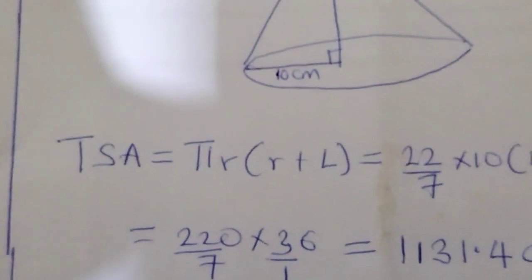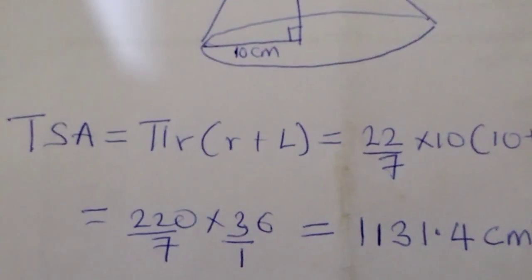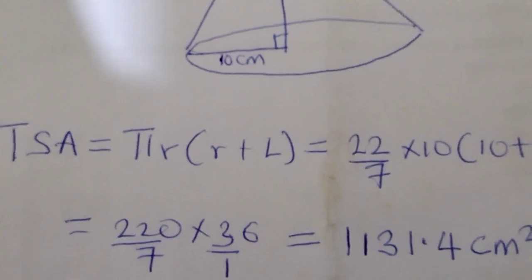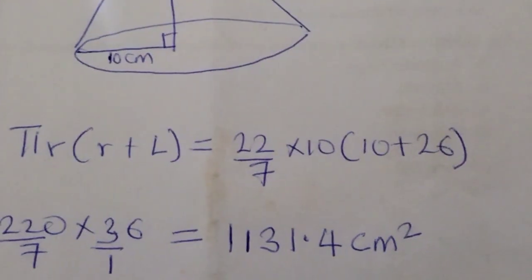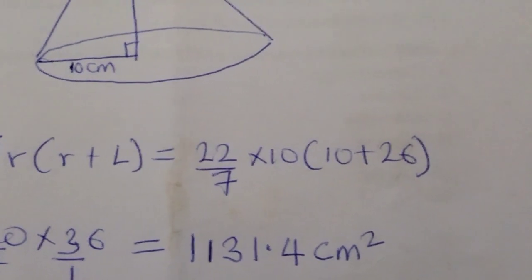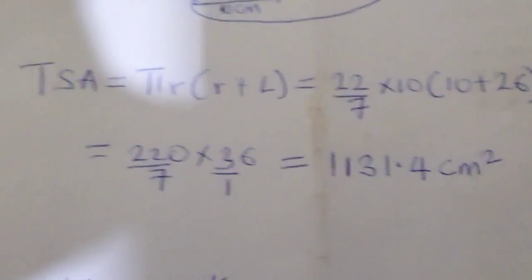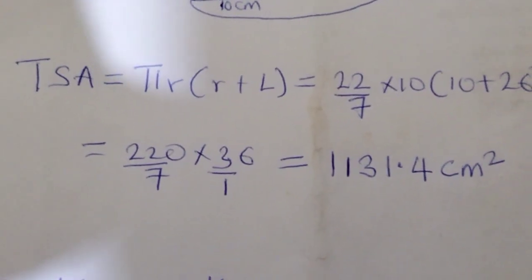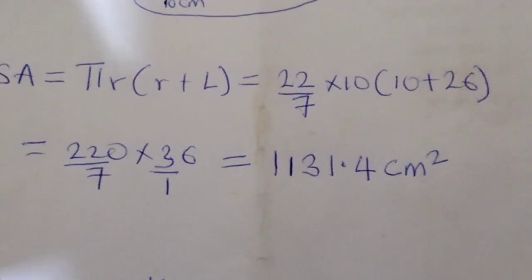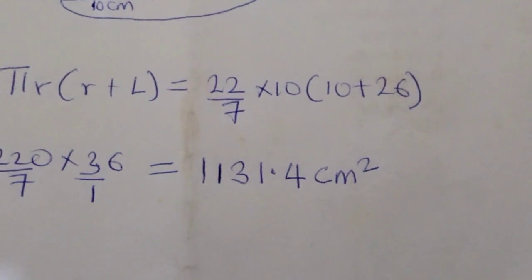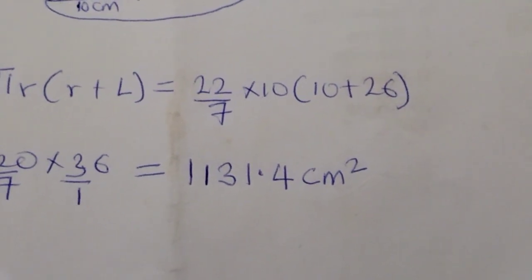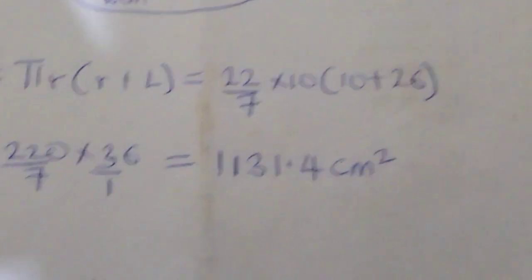So to find the total surface area, we apply pi r bracket r plus l equals 22 over 7 times 10, bracket opens, then 10 plus 26. So solving out to have 22 times 10 over 7 times 36 over 1, and that gives us 1131.4 cm squared to one decimal place.